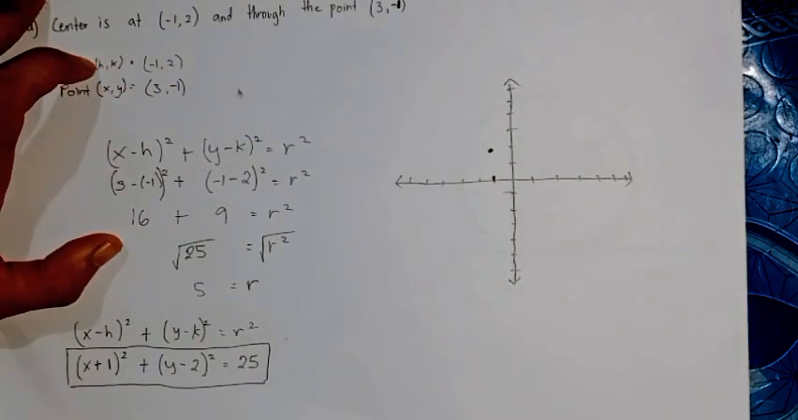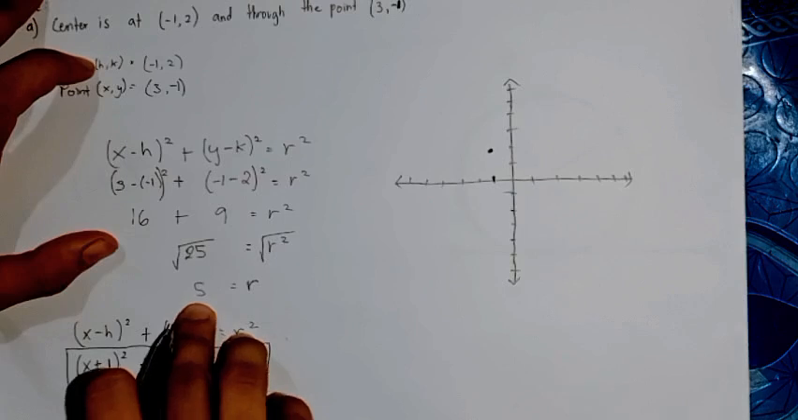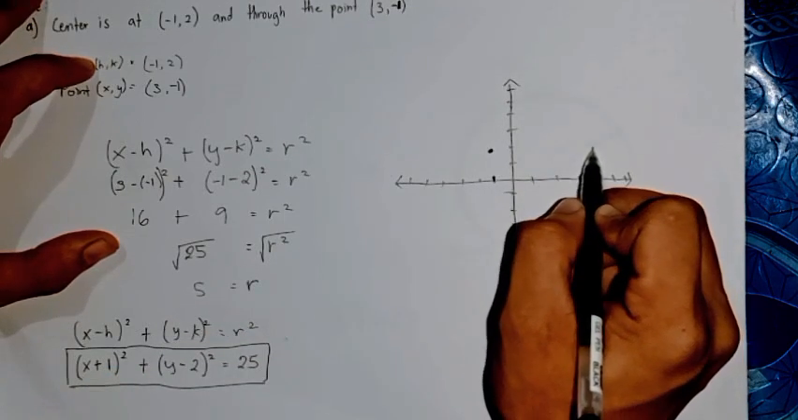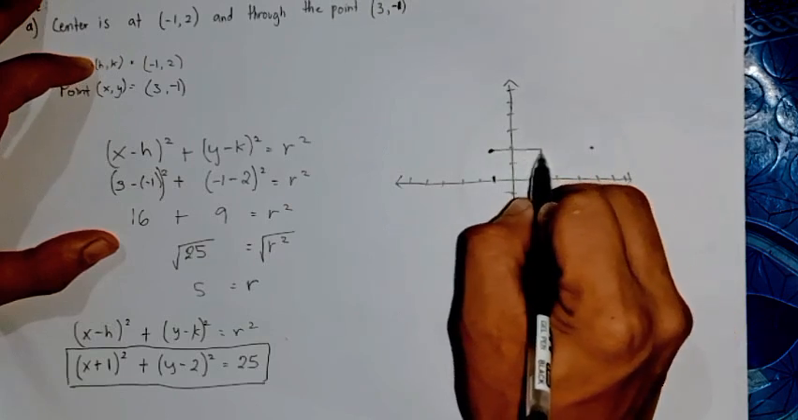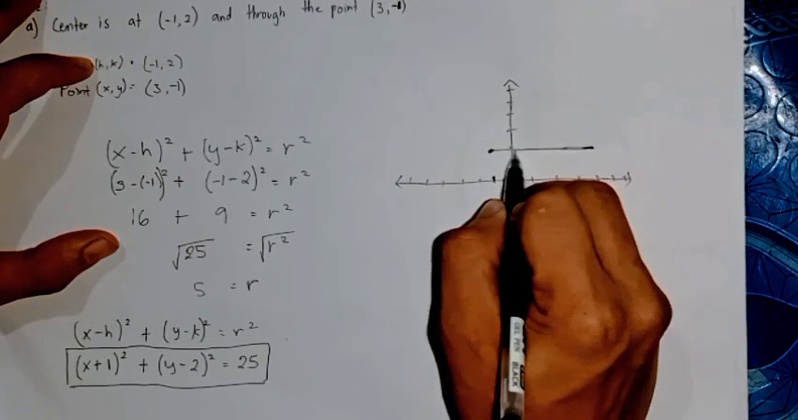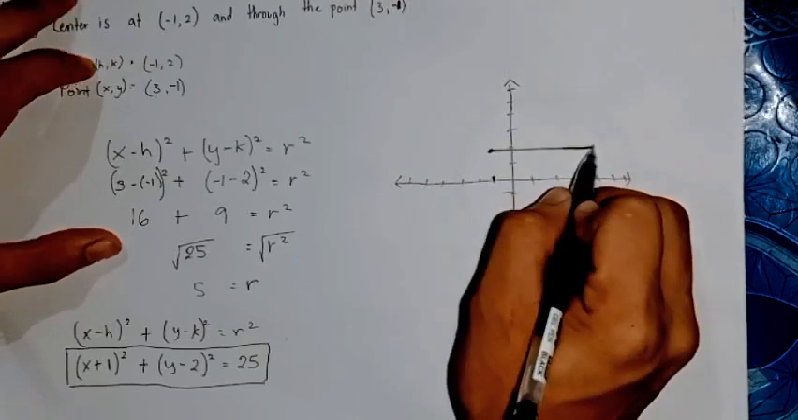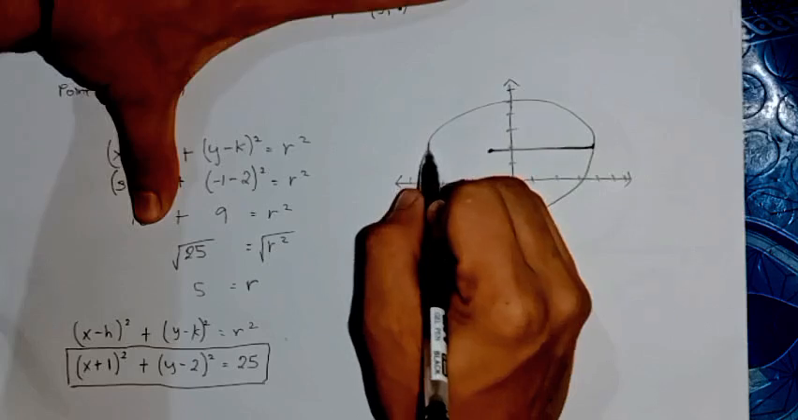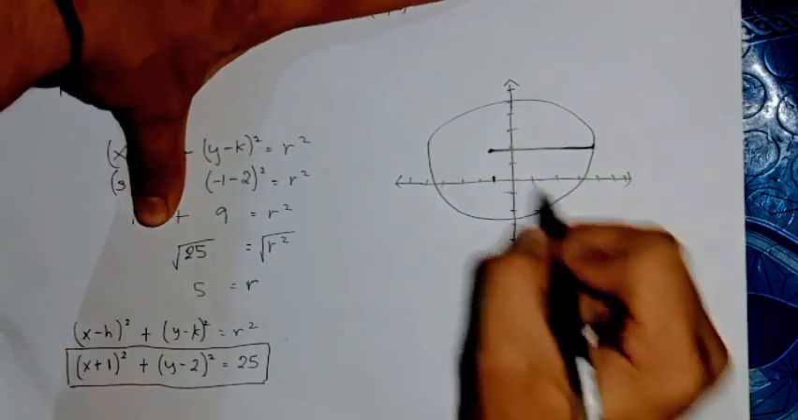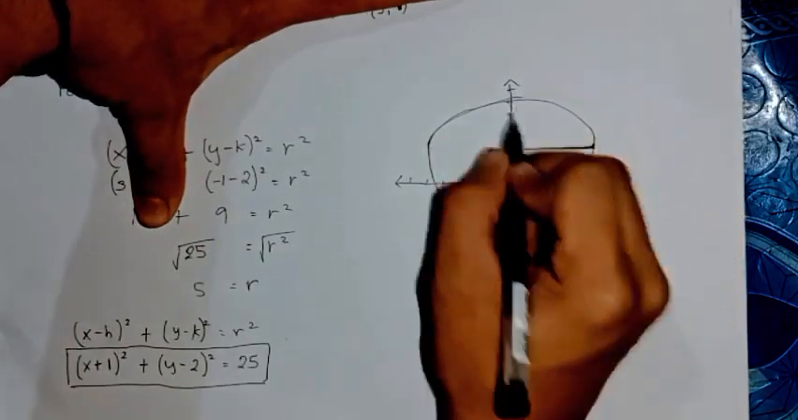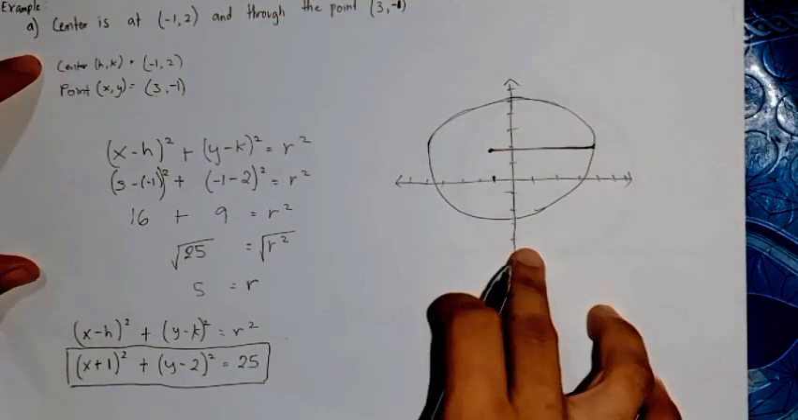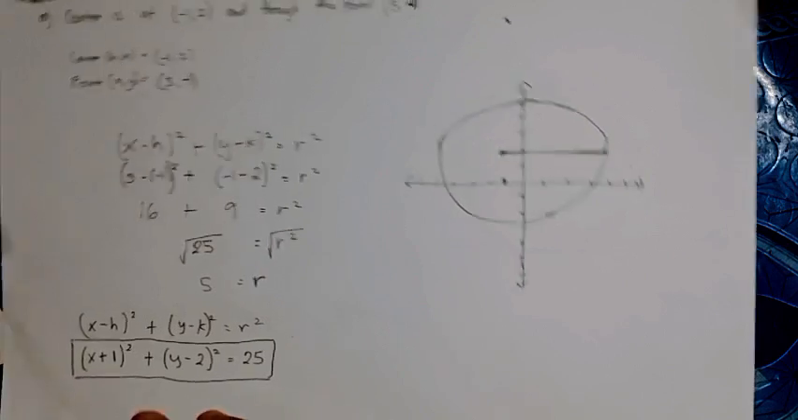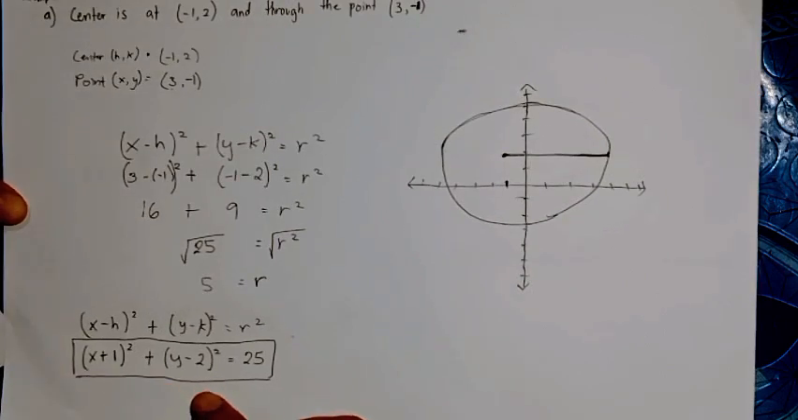Now, our radius is 5. So 1, 2, 3, 4, 5. This is now our radius. Let's make a circle. This is now the graph of our circle, having an equation of (x plus 1) squared plus (y minus 2) squared is equal to 25.